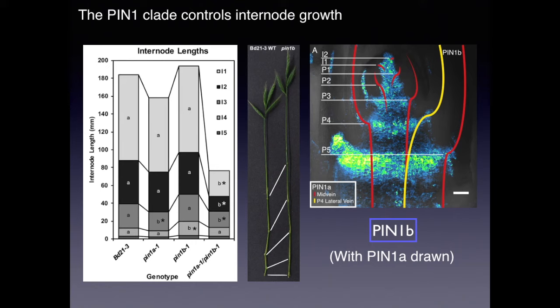So this has to do with what the phenotypes of PIN1a and PIN1b are. I already mentioned that they don't have organ initiation defects, but the biggest phenotype that we can see with these plants is an effect on internode growth. So these are all the distances between the various organ initiation events in a series of genotypes. You've got PIN1a, PIN1b, and then a double PIN1a, PIN1b mutant. PIN1b ends up with very long internodes at the base. And you can see that here.